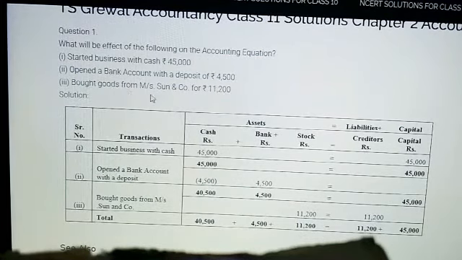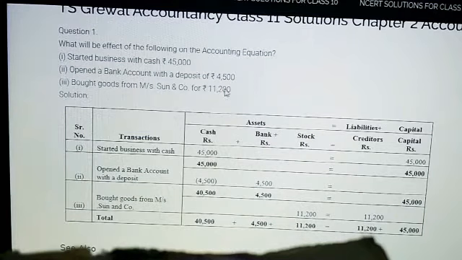Bought goods from Miss Sun and Company for rupees 11,200. So now you have bought a particular goods, and goods is considered as stock. So I have written here stock. When you bought the goods for 11,200, we have written here 11,200.